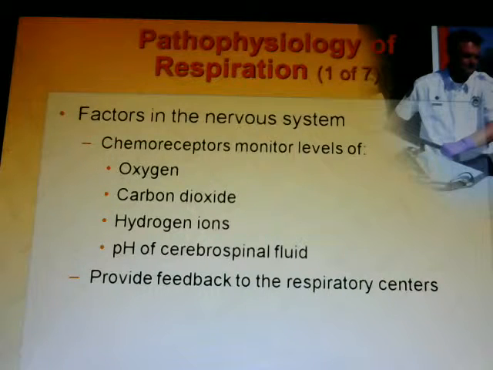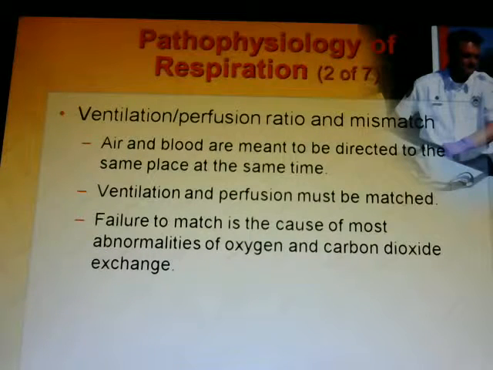So there's some pathophysiology of respiration. Factors of the nervous system: you have chemoreceptors that monitor levels in your body for oxygen, carbon dioxide, hydrogen ions, and the pH of your cerebrospinal fluid. All these different things provide feedback to the respiratory centers.